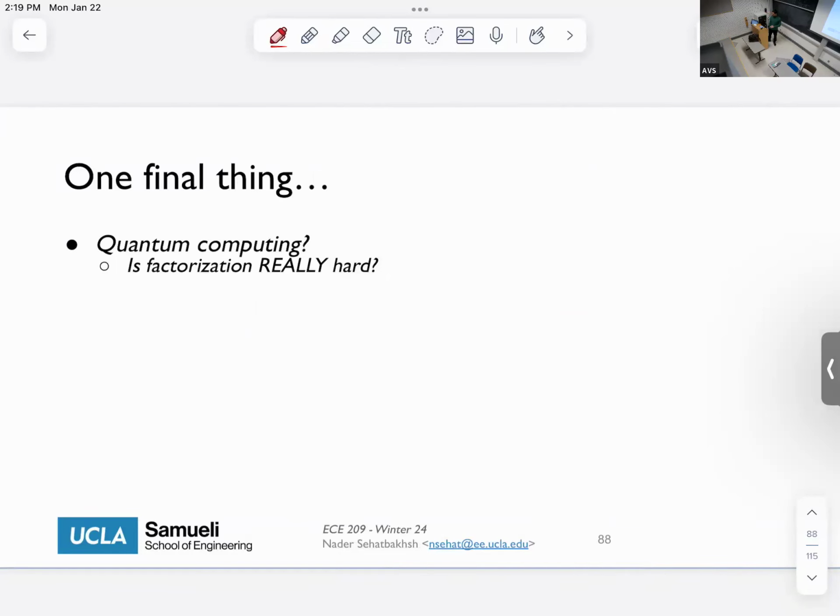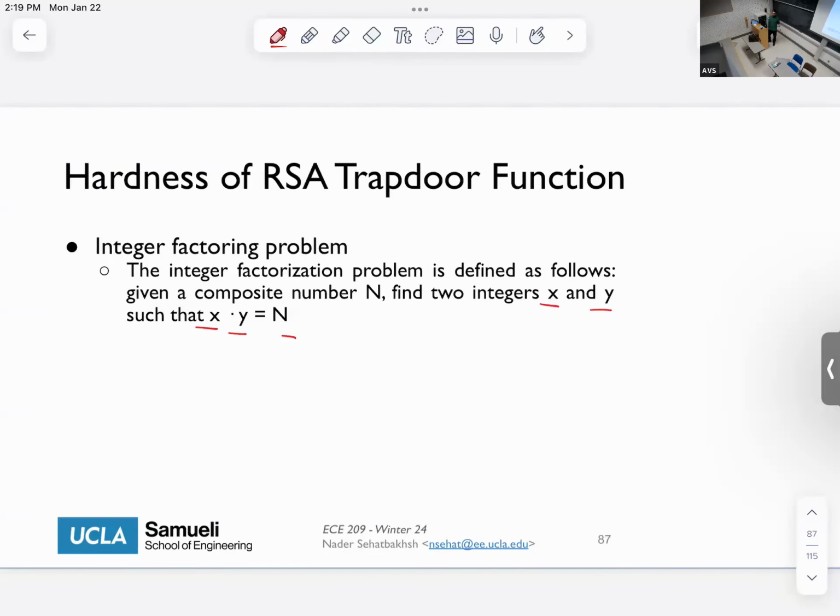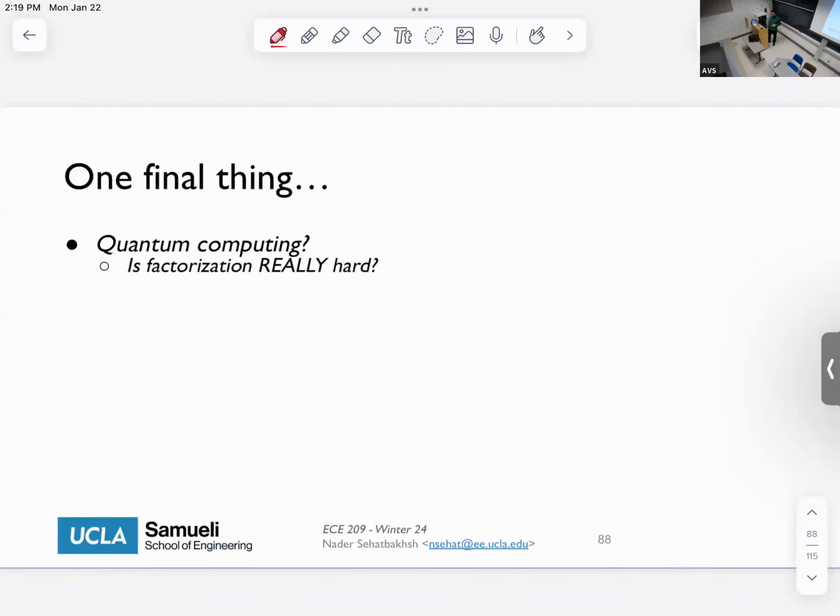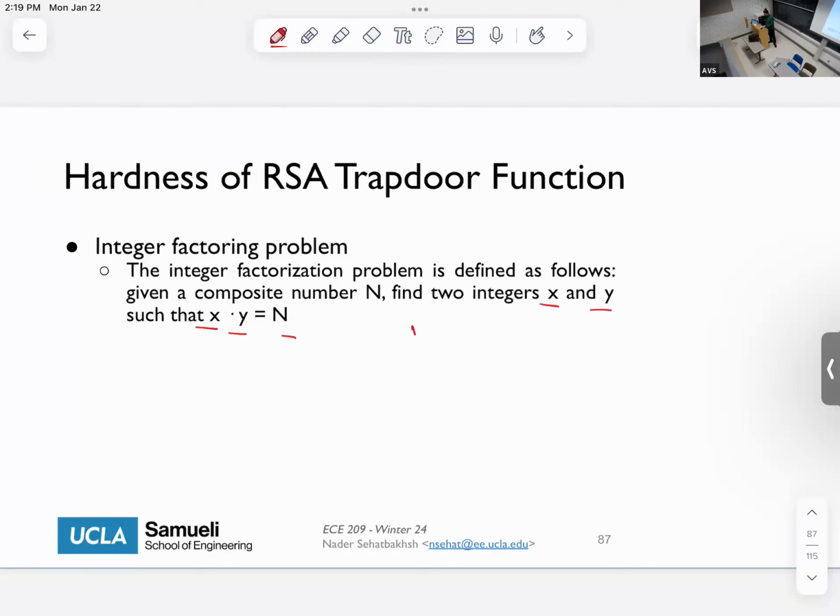And then the question is, is factorization really hard? And that's where quantum computing comes into play. Probably most of you have heard about post-quantum cryptography and how quantum computing makes the old cryptography systems no longer secure. The reason for this is the factorization problem. In fact, there is an efficient algorithm for quantum computers that can find x and y in very, very short time. And as a result, this assumption that integer factorization is a hard problem is no longer true for quantum computers.